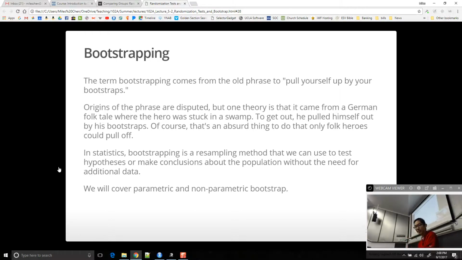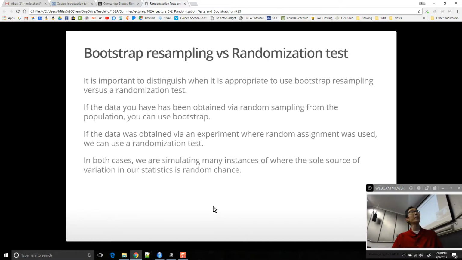But the name has carried over into statistics. And the idea here is that it's a resampling method. We are going to resample the data that we have to make conclusions about the population without the need for additional data. We'll take a look at both parametric and non-parametric bootstrap. Let's talk about how the bootstrap resampling differs from the randomization test.